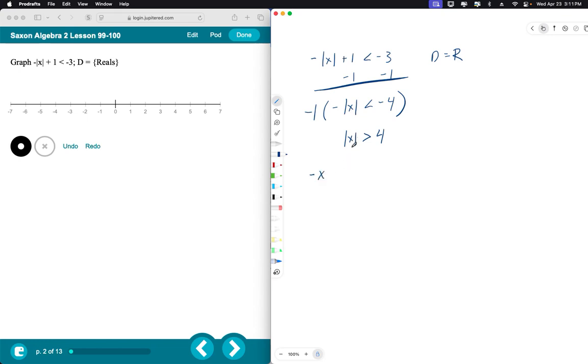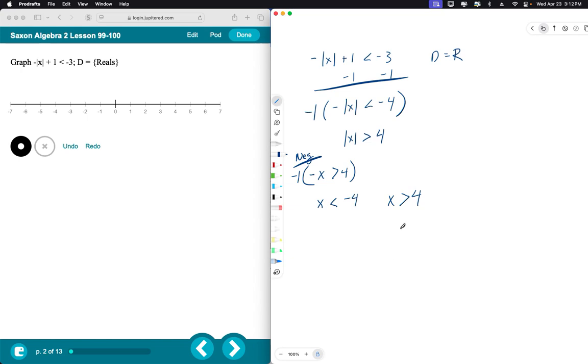Negative x, you take it out of the bracket, is greater than 4. We know we can't have a negative, so again, we're going to multiply by negative 1. So that gives us x, flips the sign again, and makes that a negative 4. If this is the negative value of the absolute of x. If it were the positive, it'd be exactly the way it looks. You just say x is greater than 4.